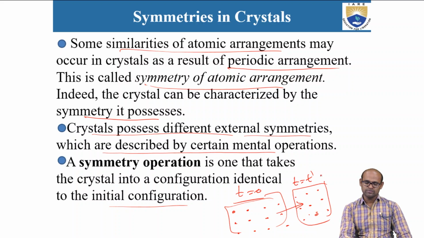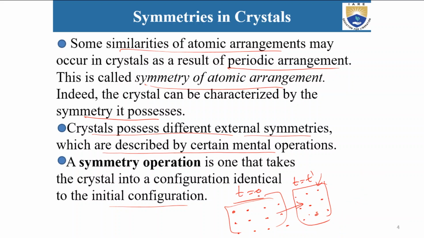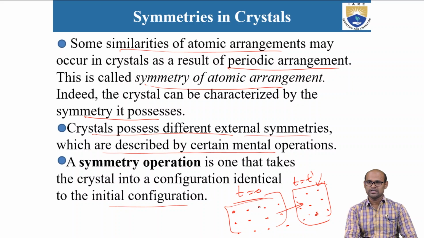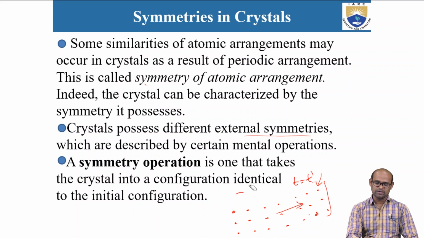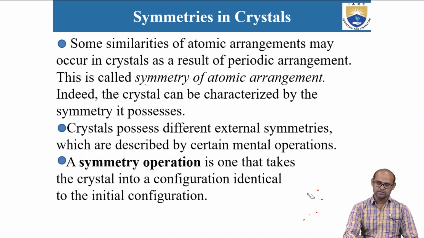The configuration which I have at t prime is the same as the configuration which I have at t equal to 0. The operation which I performed on the configuration at t equal to 0 gave me the same kind of configuration. That is the reason why this operation is called a symmetry operation, which we can perform on crystals. We will look at different types of symmetry operations in crystals.